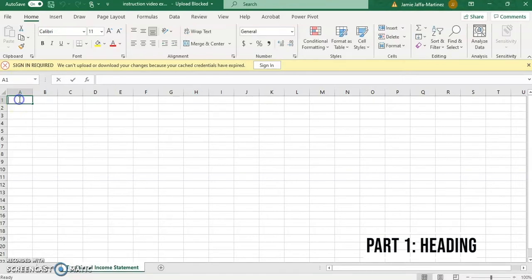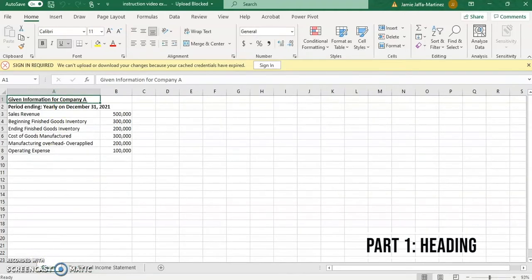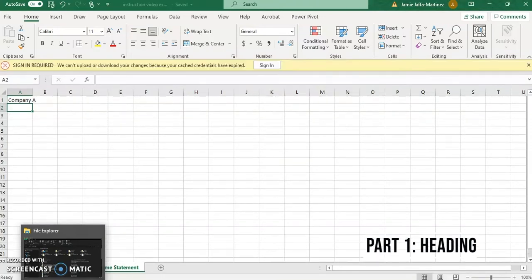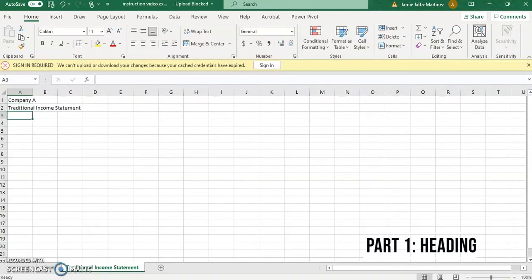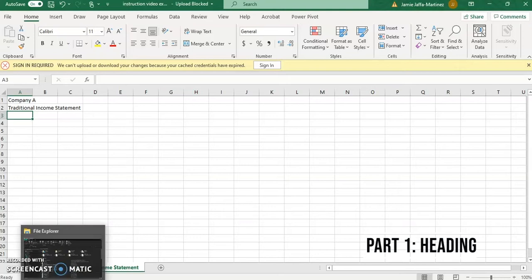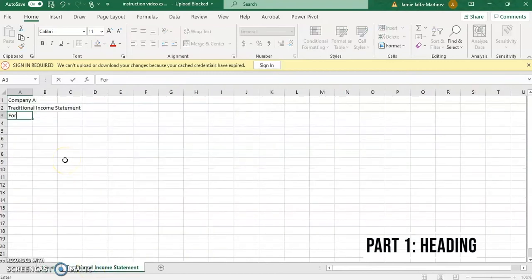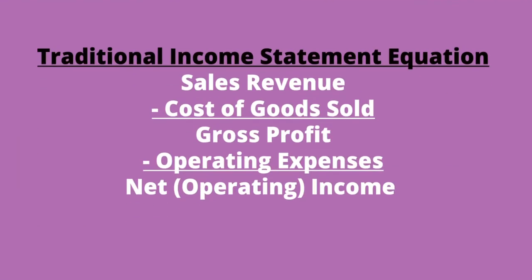In the first cell, we want to put the business name. From the given, the business name is Company A. In the cell below it, we put which income statement this is, so this is a traditional income statement. In the third one, we put the period this ends. This ends yearly on December 31st, 2021, so we put for the year ending December 31st, 2021. Here is the traditional income statement equation.